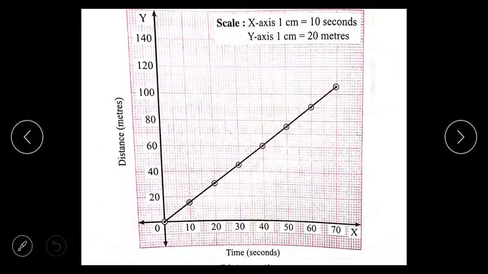Now why are we getting this line as a straight line? Because the object, or the car, is in uniform motion. Why are we saying that this is in uniform motion? Because it is covering equal distances in equal intervals of time. What do we mean by uniform motion? It covers equal distances in equal intervals of time. That is, after 10 seconds it covers 15 meters, and then after 20 seconds, that is a difference of 10 seconds, again it covers 15 meters. It means it is covering equal distances in equal intervals of time. So it is in uniform motion and it is a straight line.